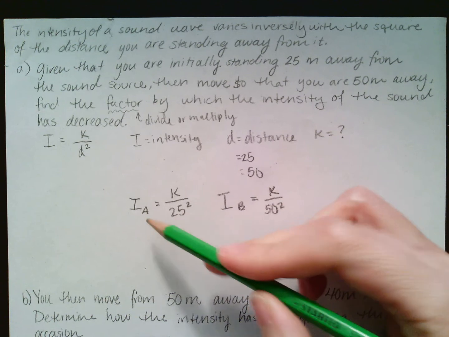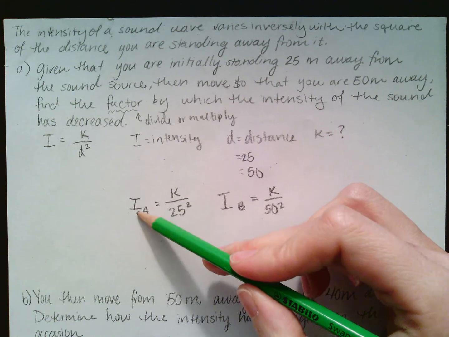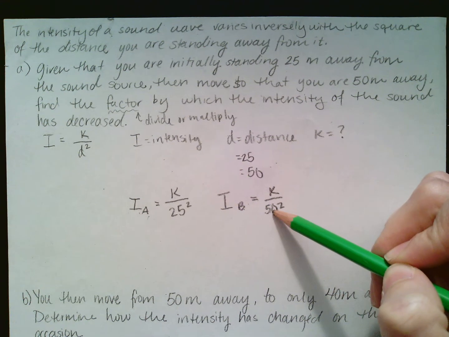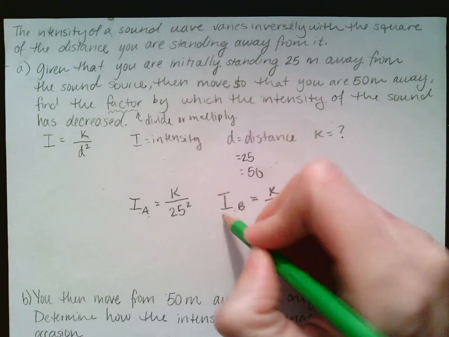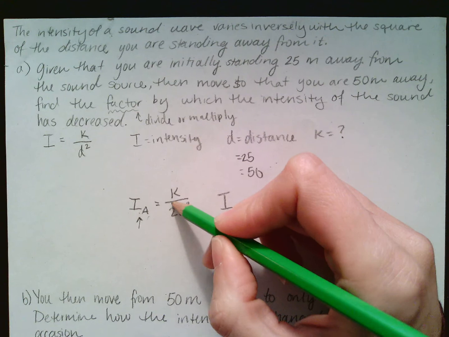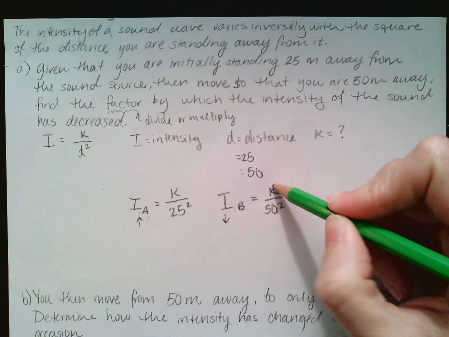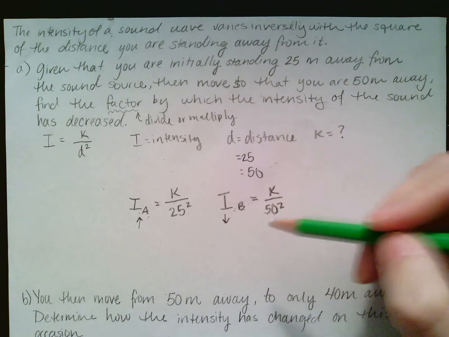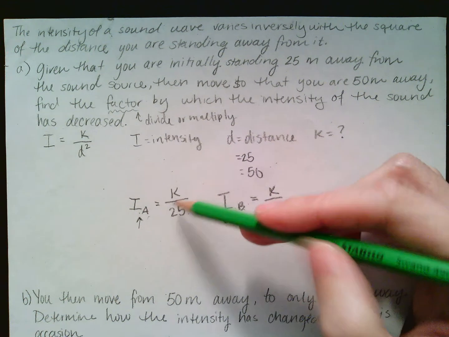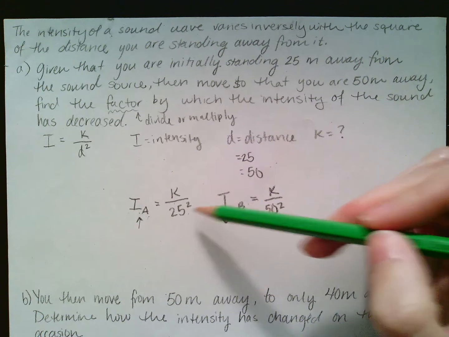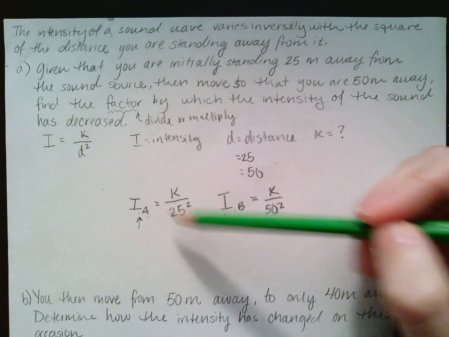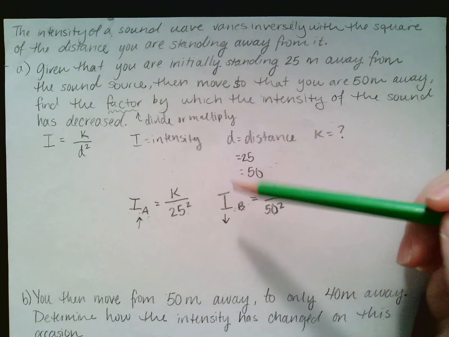Now I put the subscript in here because I wanted to make it clear that the intensity here is different than the intensity here, right? I'm further away here, which means my intensity here is going to be smaller. And here my intensity is going to be bigger because I'm closer. Now the K here and the K here do not have a subscript because they are the same. It's the constant, the number that makes up this equation. So the K's are the same, but the intensities are different because these distances are different.